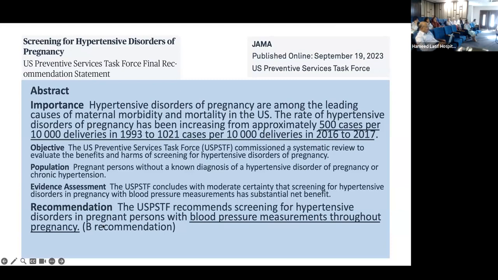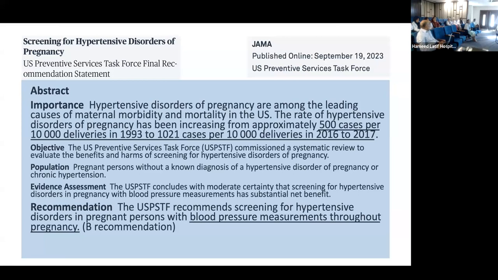And then the recommendation is screening for hypertensive disorders in pregnancy persons with blood pressure measurements throughout pregnancy. Now, this is a wise kind of statement. They do not jump to Fetal Medicine Foundation's triple test that you start doing in every woman. What is important is that you do the basic thing, which is measurement of blood pressure. So the blood pressure should be measured throughout pregnancy on a regular basis for all pregnant women. So that is the important point here.